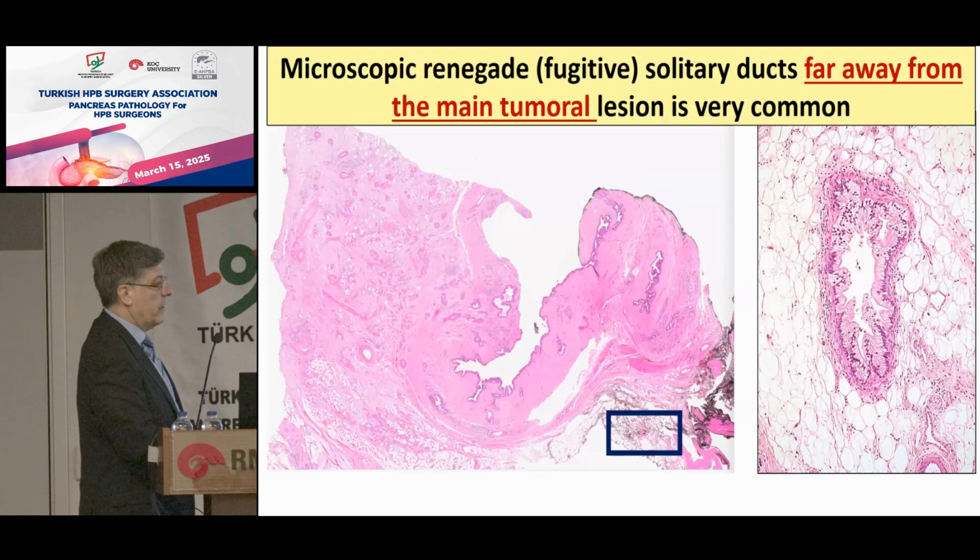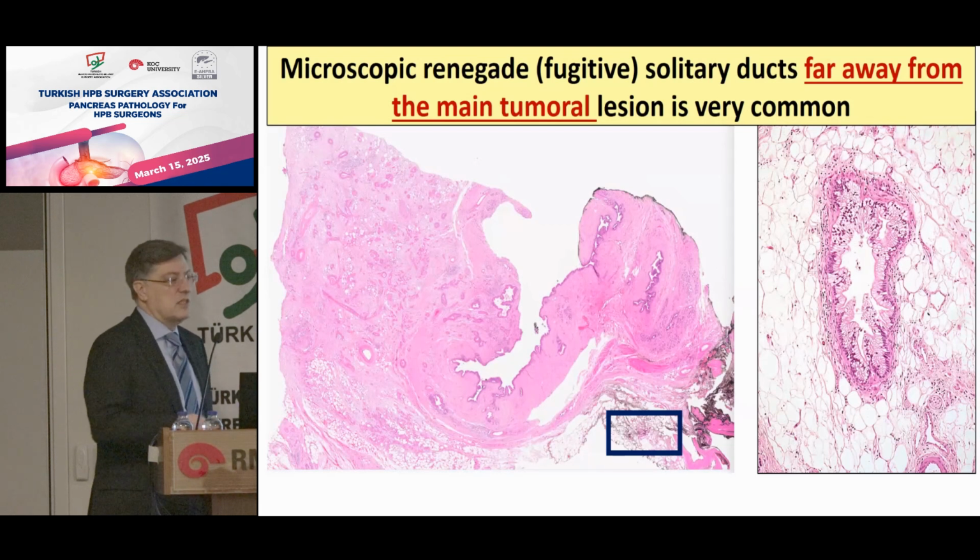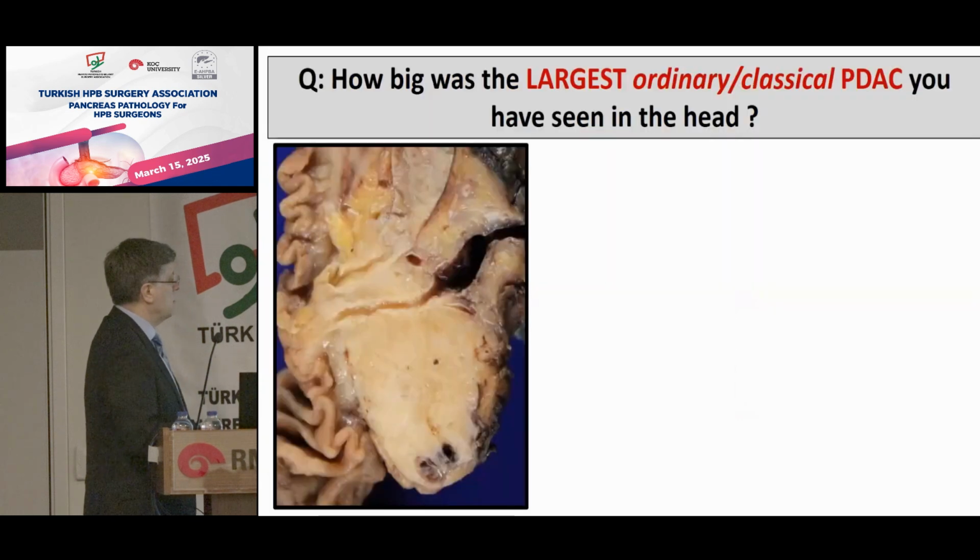And that is a major problem because you see the main tumor here, and far, far away from the main lesion, a renegade duct, probably an intraparenchymal metastasis through a vascular channel. We won't call it metastasis, but spread. Far away from the main lesion. See, this is the biggest problem for PDAC. This is very common, as I will illustrate to you.